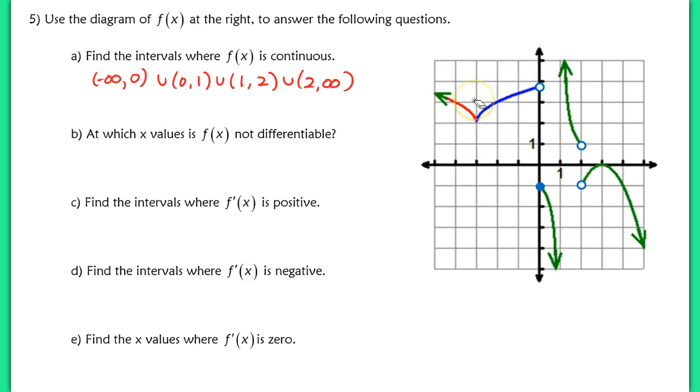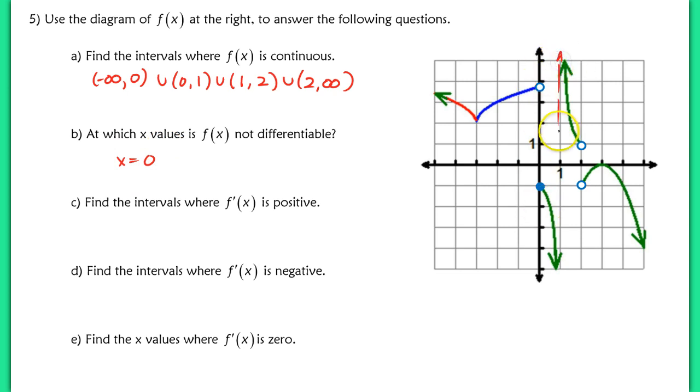Now for part B, it asks us to find the values of x where your function is not differentiable. So remember, in order for a function to be differentiable at a certain value, it has to be continuous at that value. So the fact that we just answered part A makes it really easy for us to answer part B, because everywhere the function is not continuous, it is also not differentiable. So we can say real quick 0. It's not continuous at 0, which means it's not differentiable at 0.